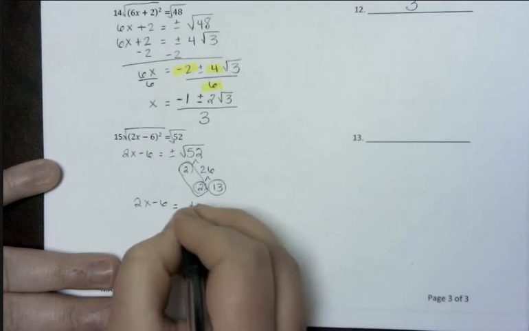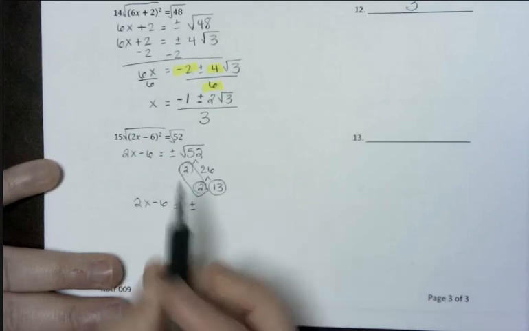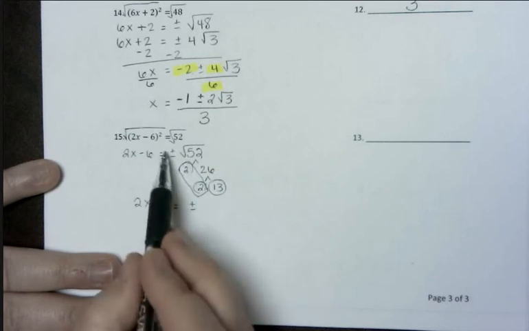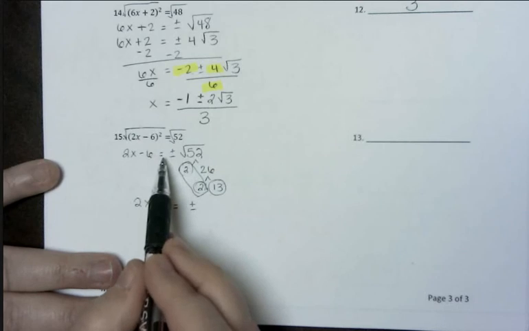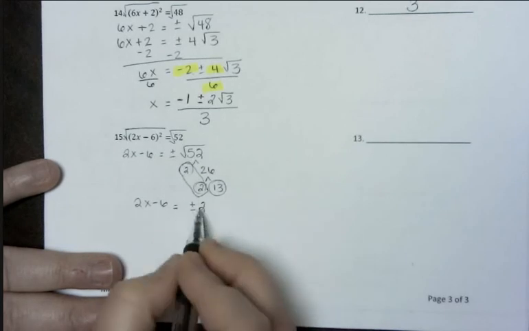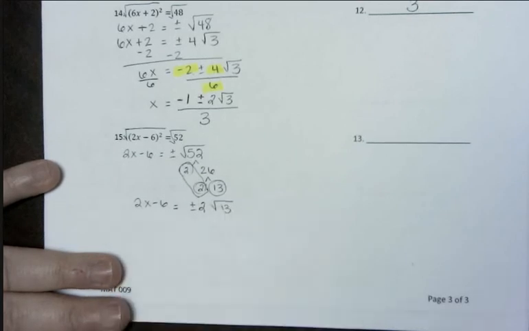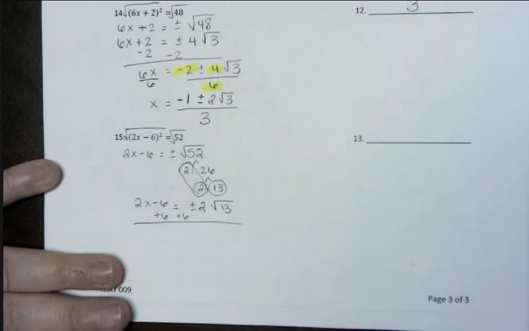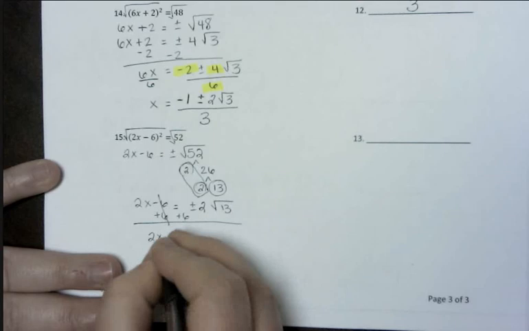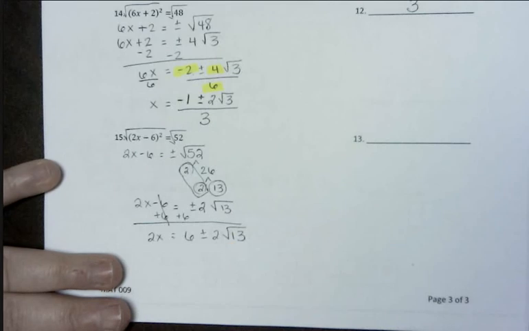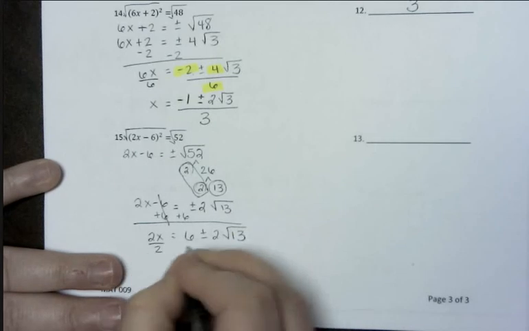Equals plus or minus. When my 2's come out, remember they go in between these. The only time they would go in front of the plus or minus is if we were adding or subtracting, but anytime something comes out of a radical, it goes directly in front of that radical. So those come out as 1, 2, and then you write your 13 still under the radical. There weren't enough to pull out. Now we add 6 to both sides to get 2x equals 6 plus or minus 2 square root of 13. And then you divide everything by 2.